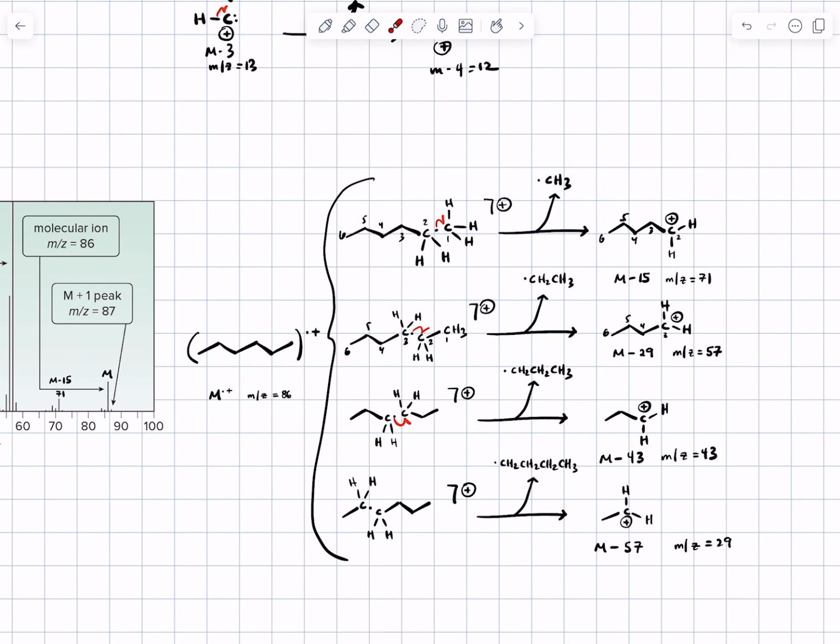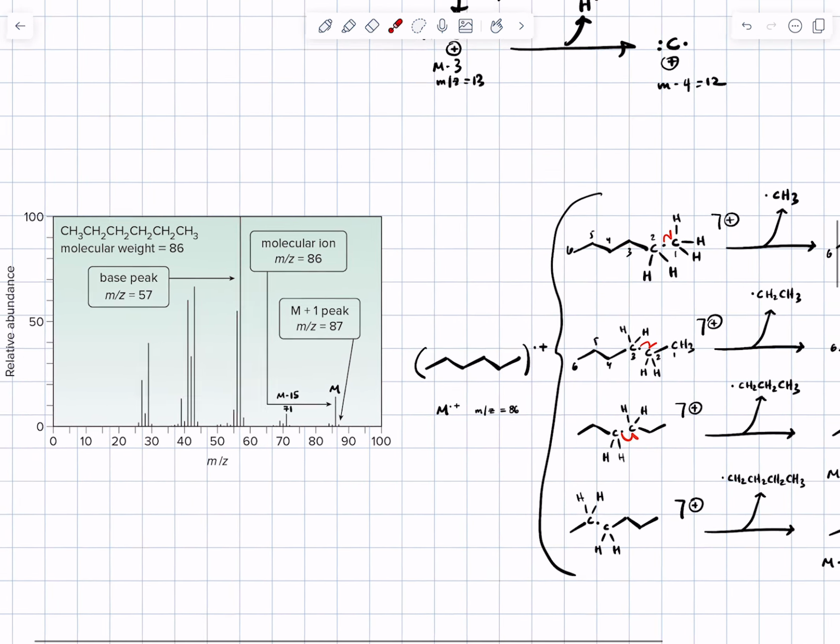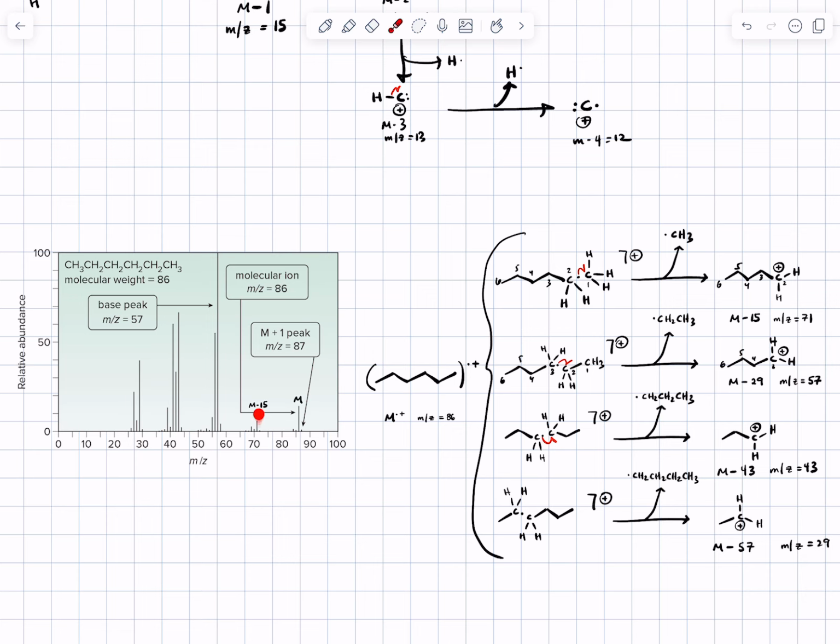And so you could go down and for every one of the ones that I've drawn here, you can see a fragment. So here's the M over Z of 71 from loss of methyl radical. Here's an M over Z of 57 from loss of ethyl radical. And there are other fragmented peaks there as well. Okay. So it used to be that scientists would try to infer a lot about structure from these fragment peaks. And there's still going to be some questions that you can answer about that. But that's no longer the most important way of teasing out structure in organic molecules.